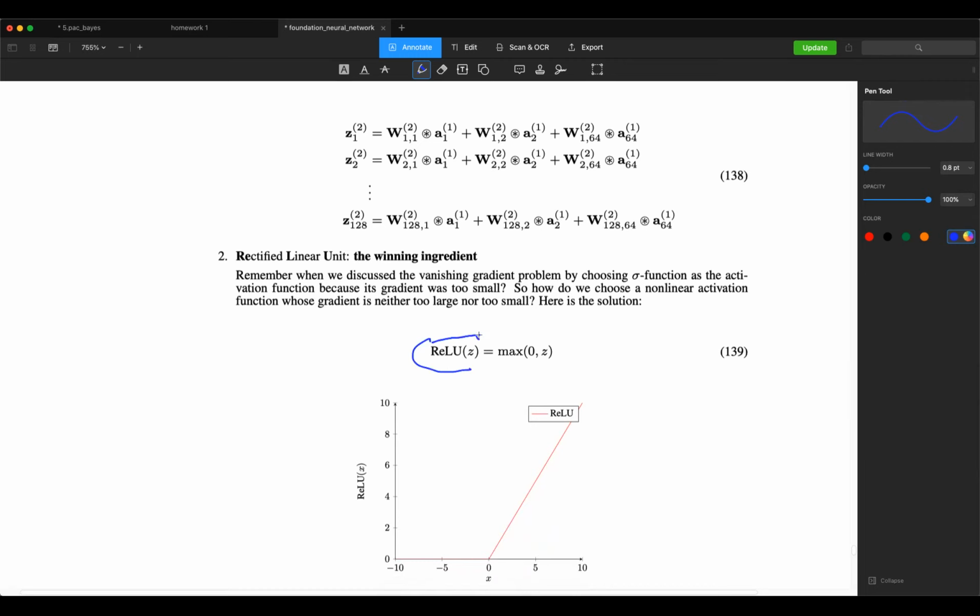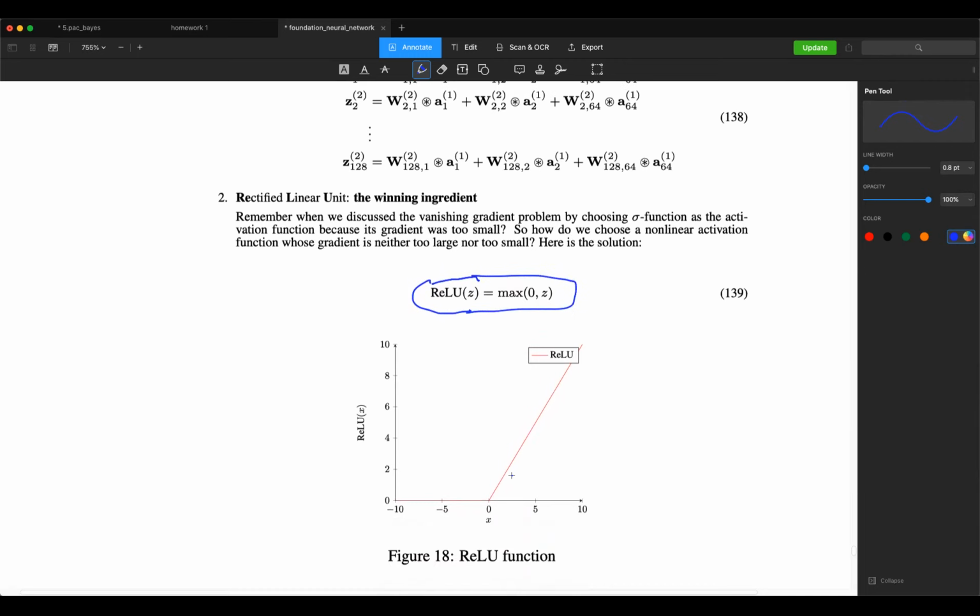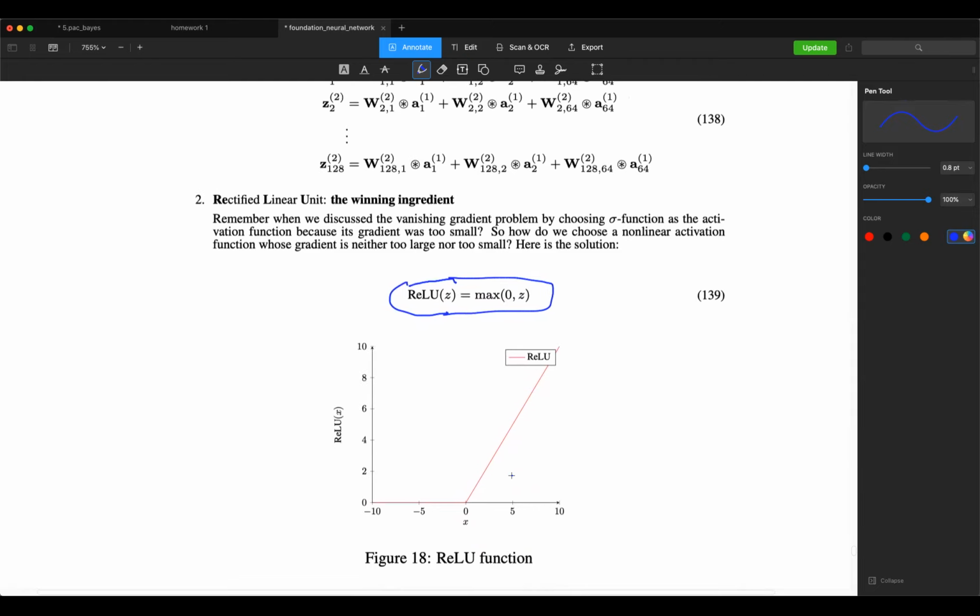If you talk about the ReLU function, this is the function that you're going to have. Essentially, anything that is negative, you map to 0. Anything that is positive, you keep as it is. So that's it. That's the ReLU function. It looks something like this.